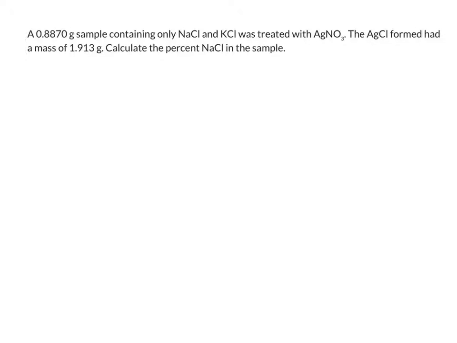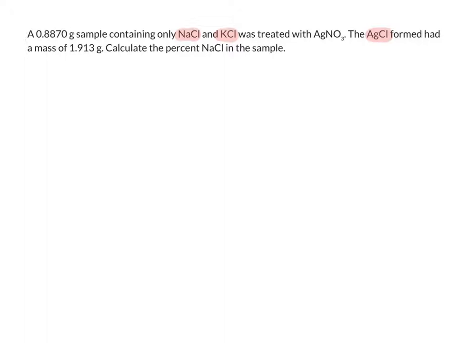Now on the surface, this seems pretty straightforward. If I want to calculate the percent of sodium chloride, I need to solve for the mass of the sodium chloride, divide by the mass of the sample, multiply by 100, and boom, I've got percent. The problem comes in with the fact that my precipitate is silver chloride, and I've got sodium chloride and potassium chloride. They both share a common ion with my precipitate. That means that I'm going to need to use a system of equations to solve this.